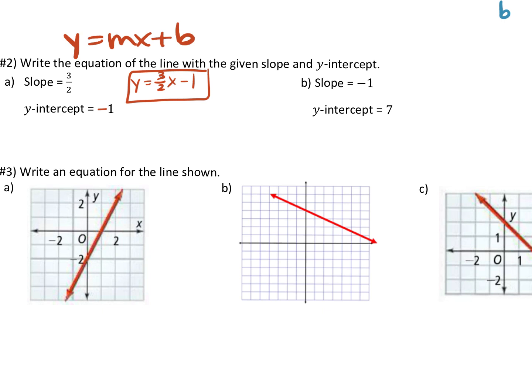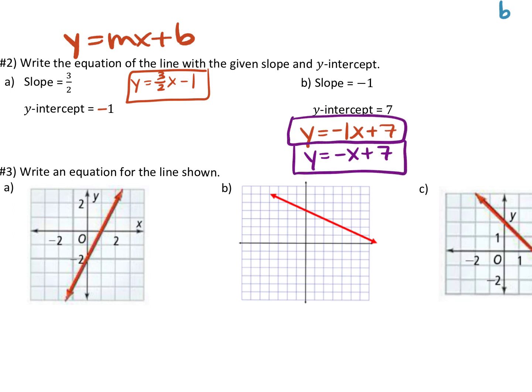All right, so it should be y equals -1x plus 7. Another way you can write that is y equals -x plus 7. So you don't have to put the 1 in there. Either one of these is great. I will take either one, so it's up to you which one you prefer.